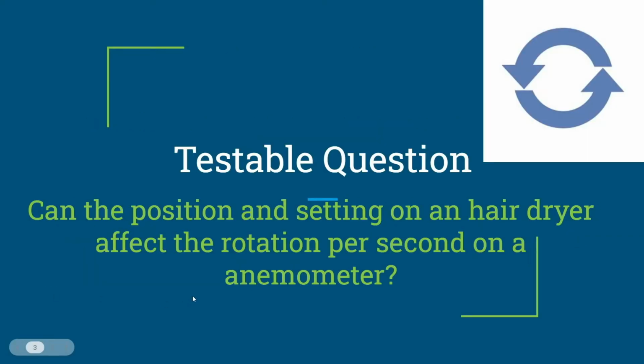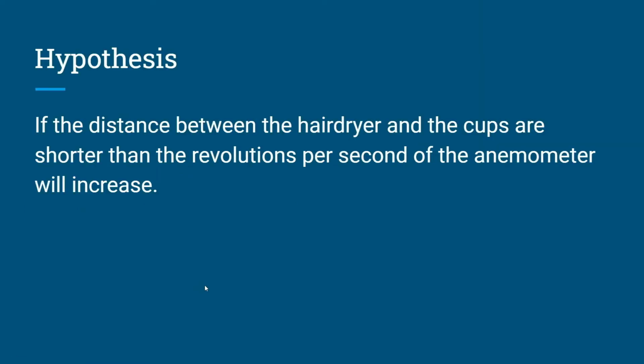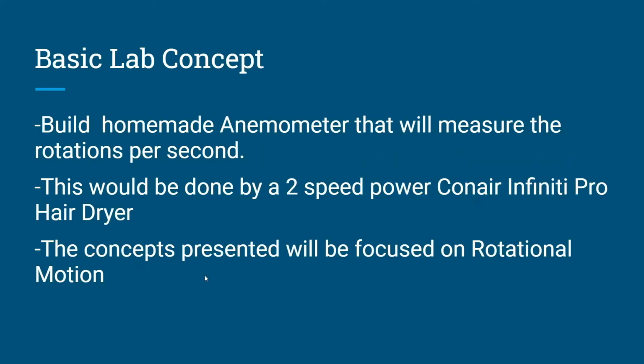Testable question. Can the position and setting on a hairdryer affect the rotations per second on a nanometer? Hypothesis. If the distance between the hairdryer and the cups is shortened, then the revolutions per second of the nanometer will increase.